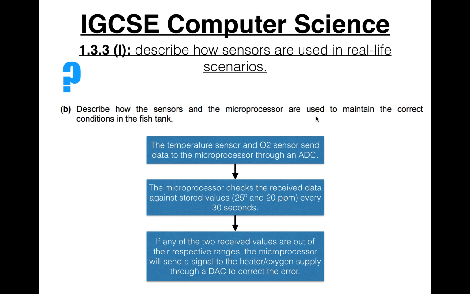Now, if it's a 5-mark question, then that should pretty much be the 5 marks, I think. If it's a bit less, then you can give an example, such as, you could say after this, for example, if the temperature is 26 degrees, the microprocessor will send a signal through the DAC to the heater, and will tell it to turn off for a while, wait another 30 seconds, and then if the temperature is, say, 23 degrees, then the microprocessor will send a signal to the heater to turn on, and yeah, pretty much that.